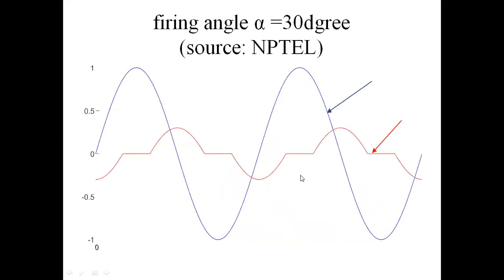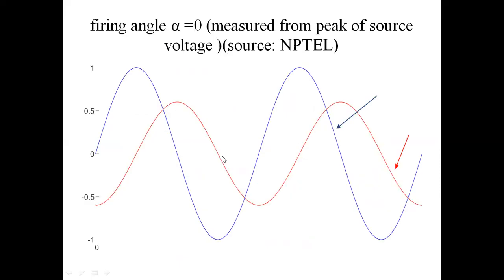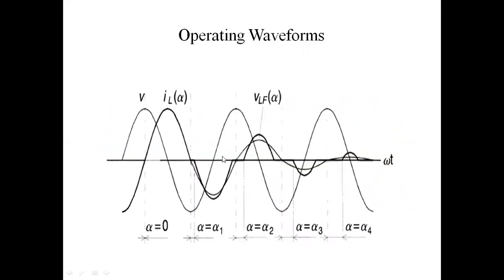One more important point: the magnitude of reactive power is directly proportional to the inductor current flowing through the inductor in a Thyristor-controlled reactor. This is the total related to the TCR, Thyristor-controlled reactor, and SVC.